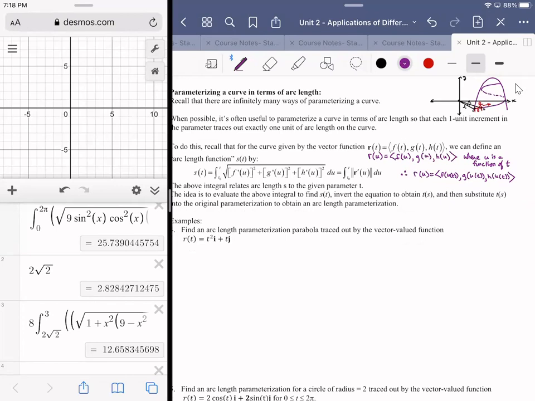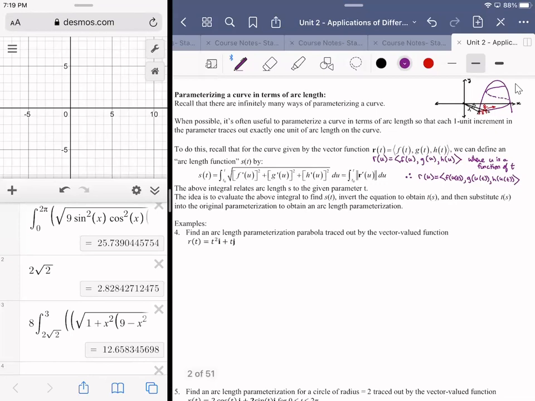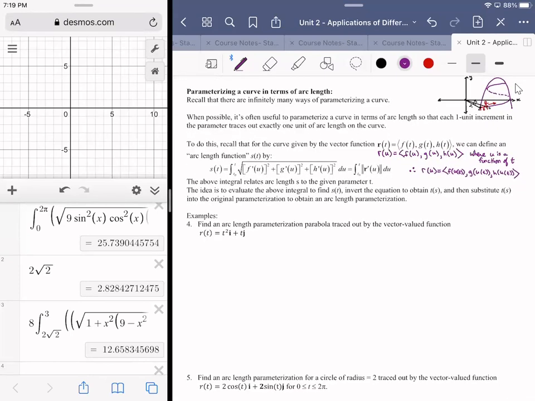So we have our relation: s of t is equal to the integral over the interval of t sub 0 to t of the magnitude of r prime of u du. The idea is to evaluate the above integral to find s of t, invert the equation to obtain t of s, and then substitute t of s into the original parameterization to obtain the arc length parameterization. It's strange, but it's very doable. Let me show you how it plays out.